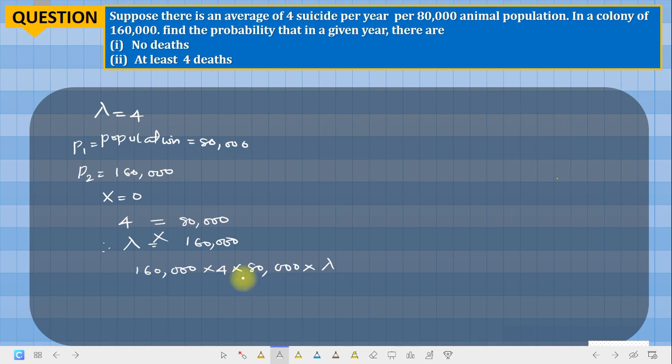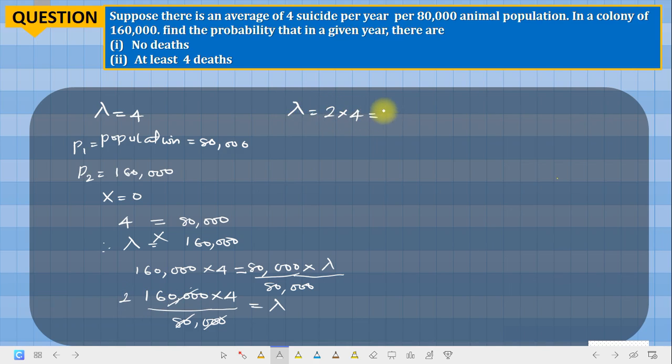So our new lambda will be equal to 160,000 times 4 divided by 80,000 in order for us to get our lambda. This cancels this, and we have 2. So 2 times 4. Our new lambda will be equal to 2 times 4, and this is equal to 8.